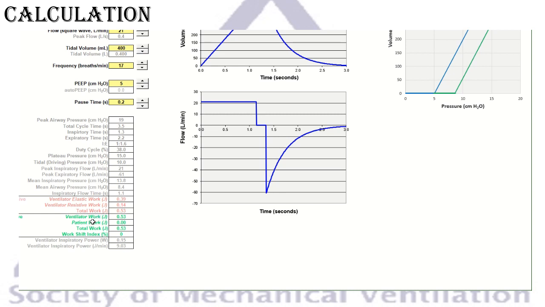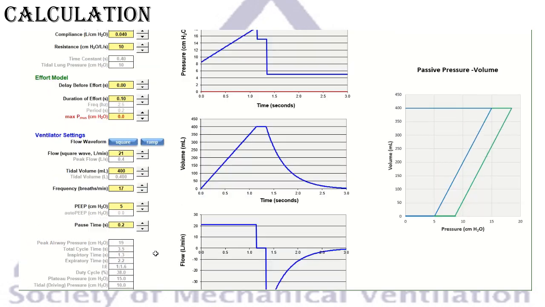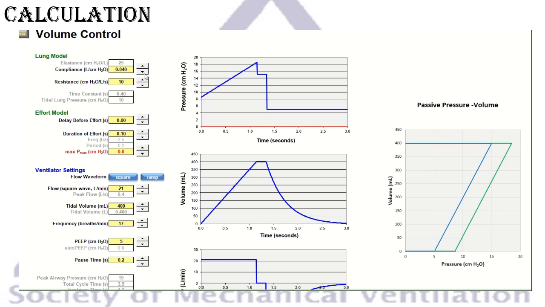And this is the ventilator work, which is the same. Patient work is 0 because we made him passive. So the total work is 0.53, and to convert it into power, the ventilator inspiratory power, as you can see here, it's 9.03 joules per minute. So let's see what effect happens if we worsen the compliance.